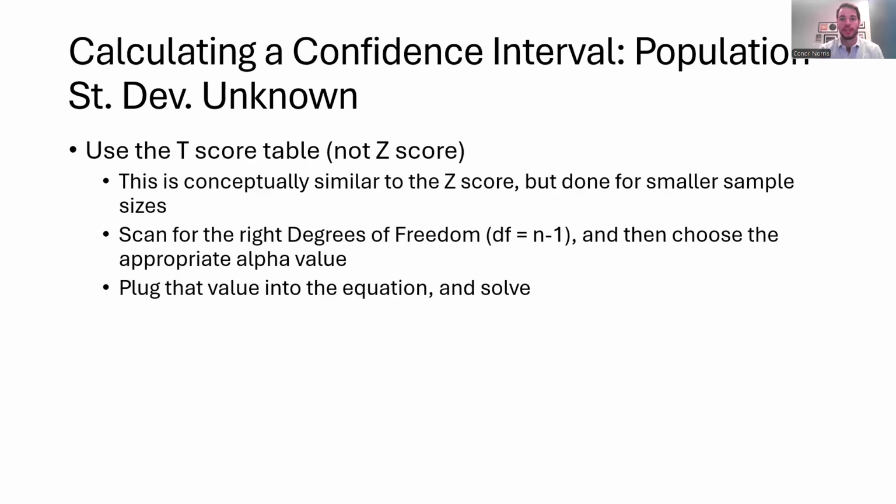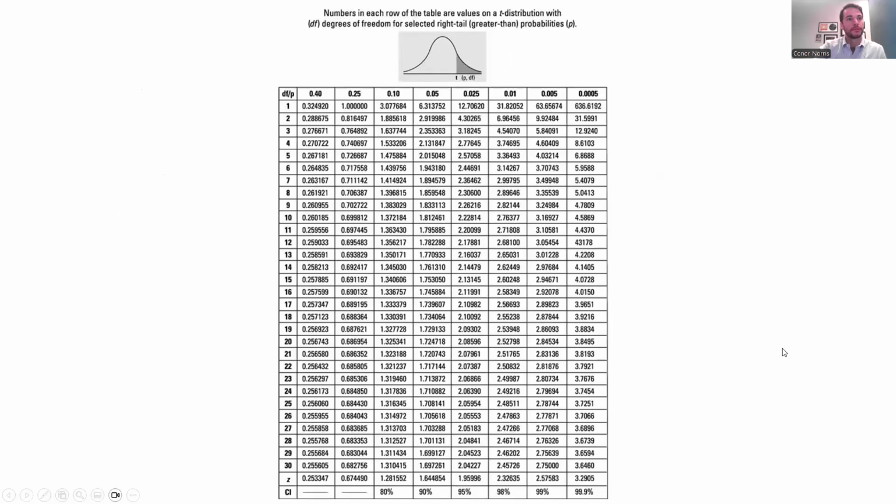So what you do is you scan down the first column on the far left. That'll be your degrees of freedom. So you identify where you reach the right degrees of freedom, so your sample size minus one. And then you choose the appropriate alpha value, which is the column header, so that top row. You find where those two meet, and you plug that value into the equation, and then you use it to solve.